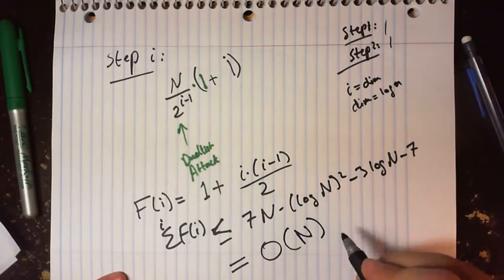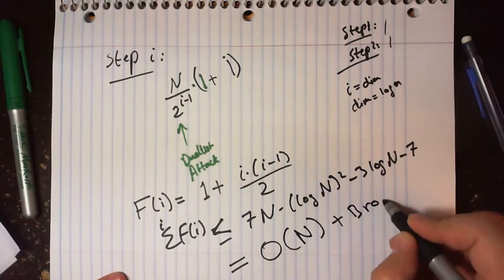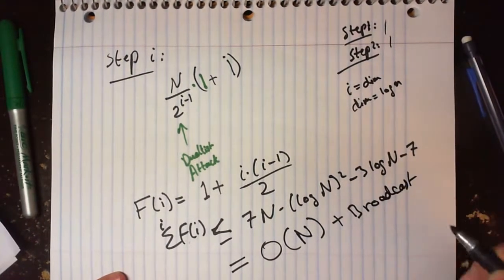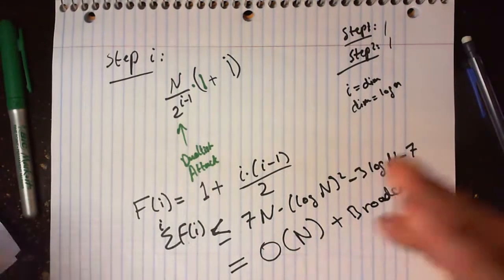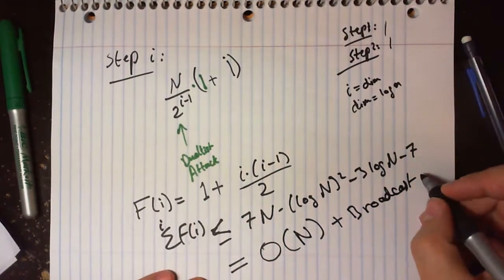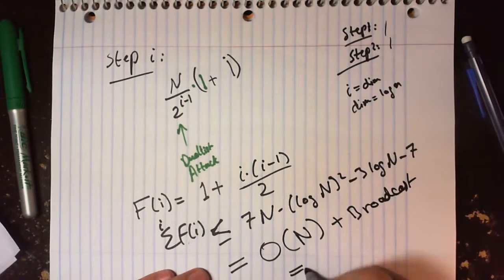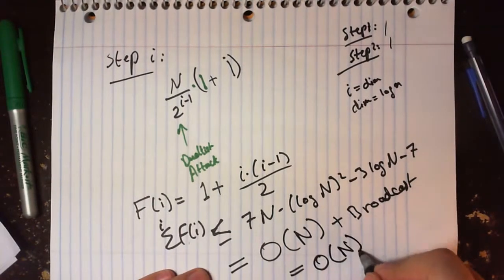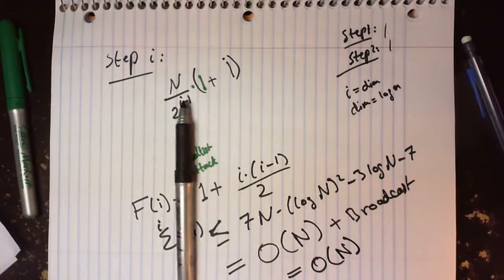Okay, and you also have a broadcast. So once you find the leader, the leader broadcasts it out, which is just another O of n. So in total, it is an O of n algorithm. And that is all.